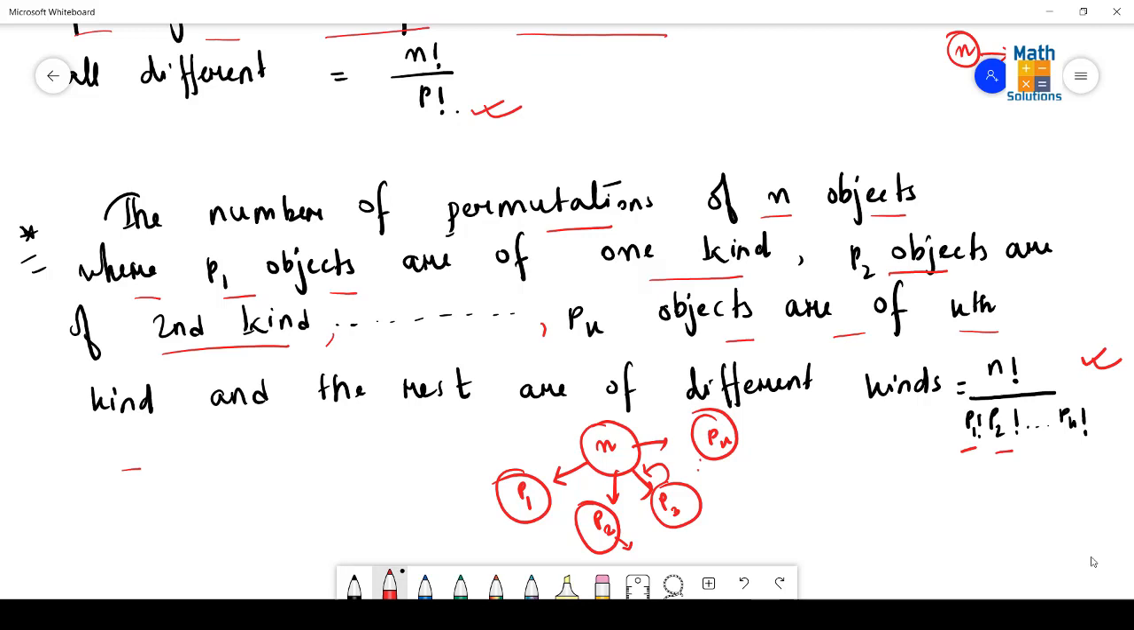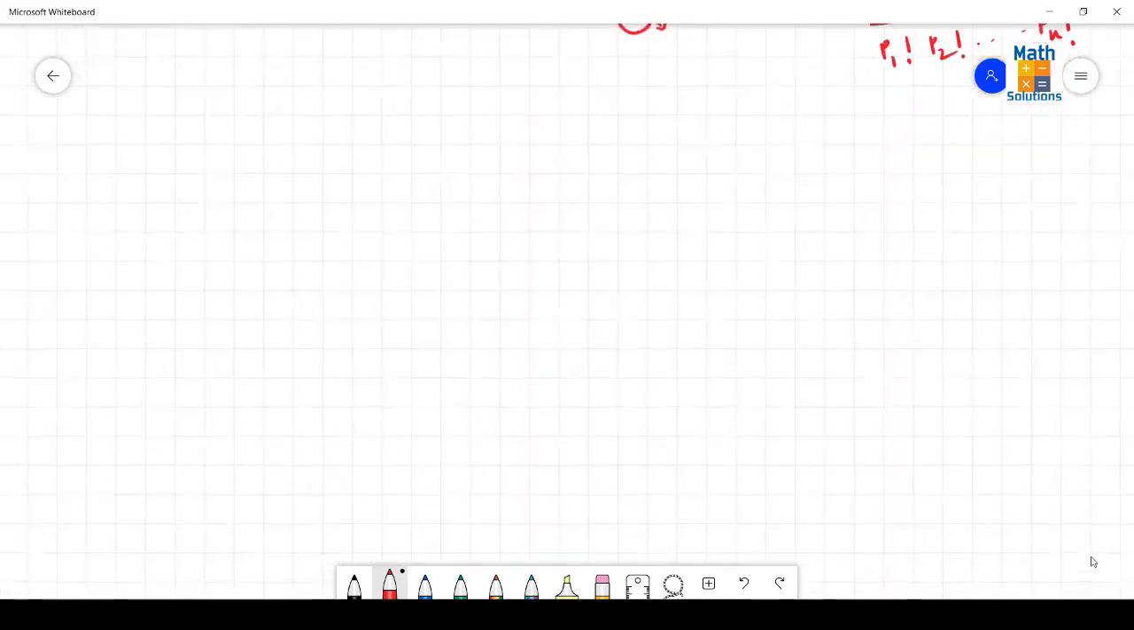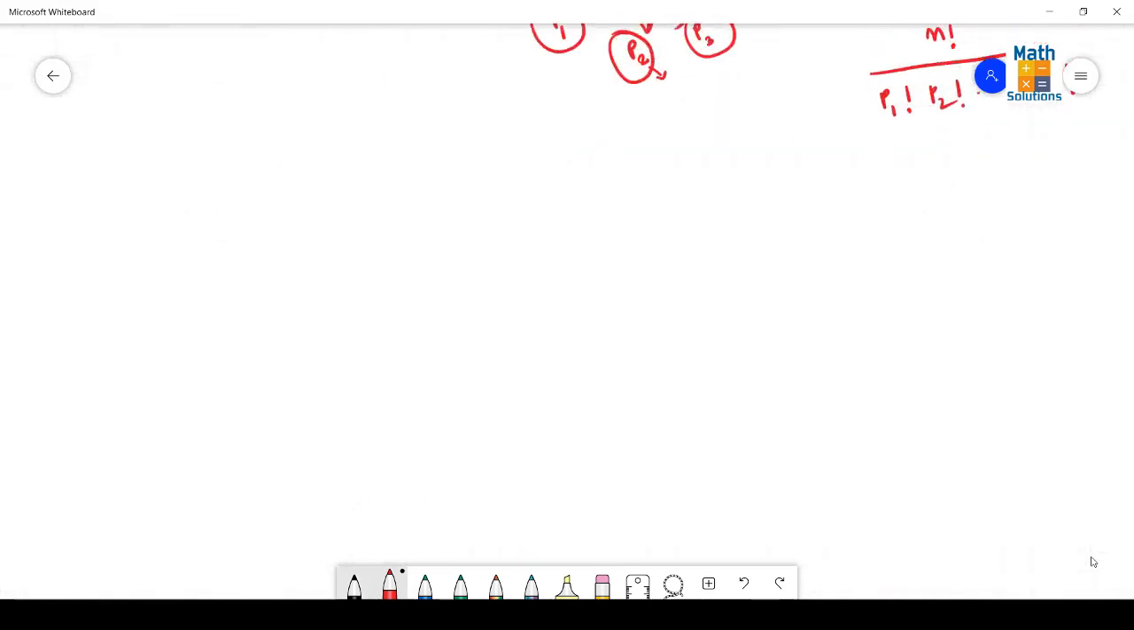In that case, with the help of factorial notation we can write the total permutation as n factorial divided by p1 factorial into p2 factorial, that goes on up to pk factorial. So these are the two important theorems for solving the problem sums of permutations. So here goes the first question. This is the first question.